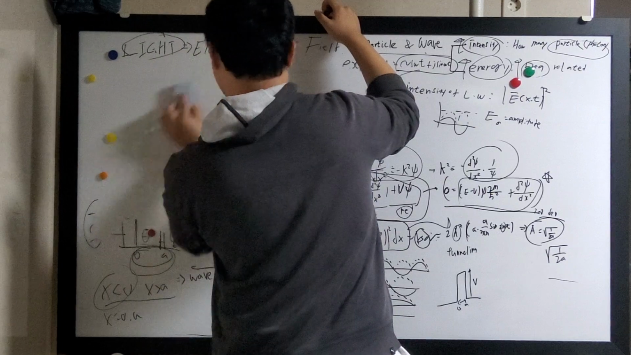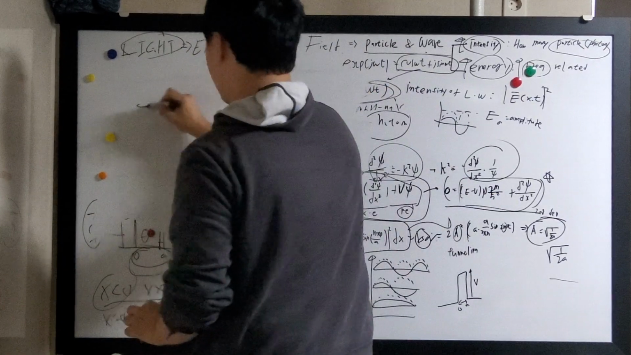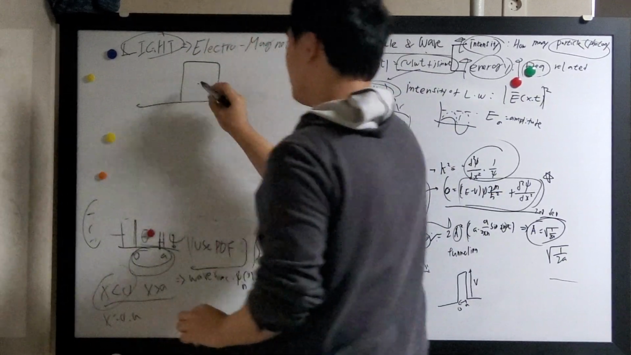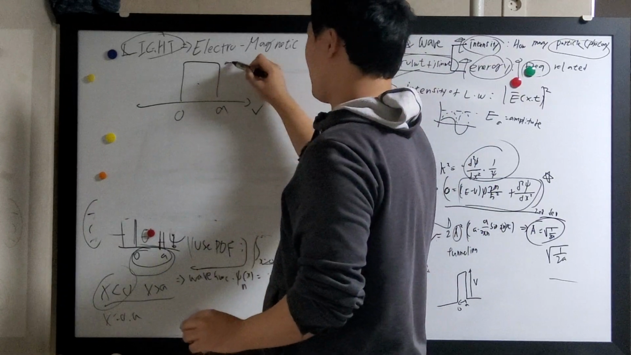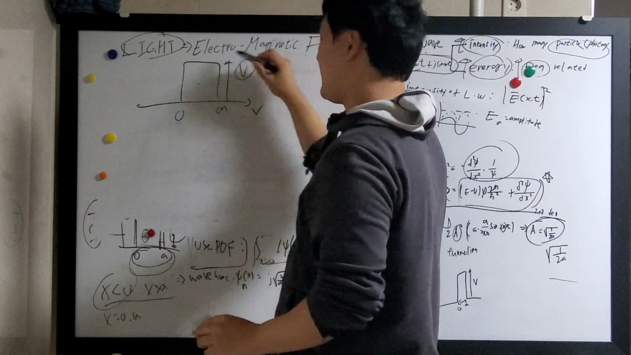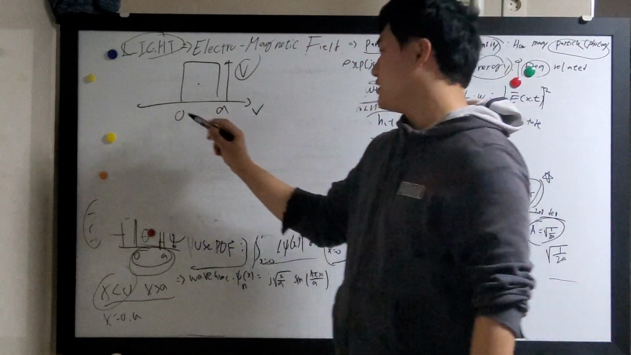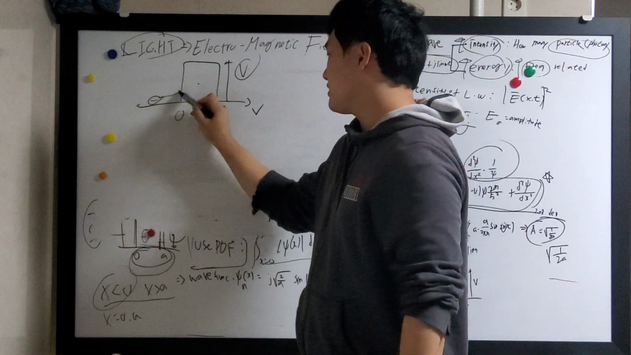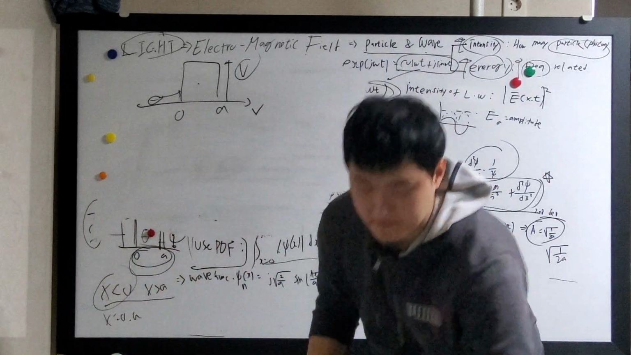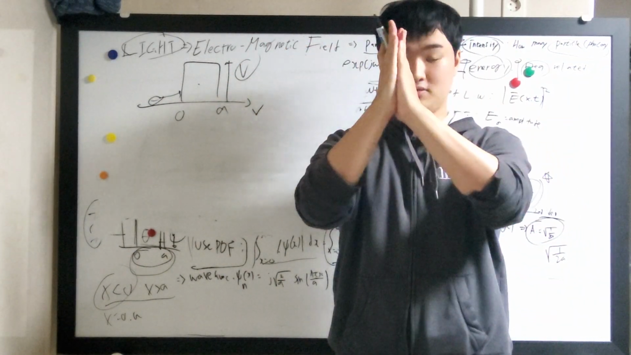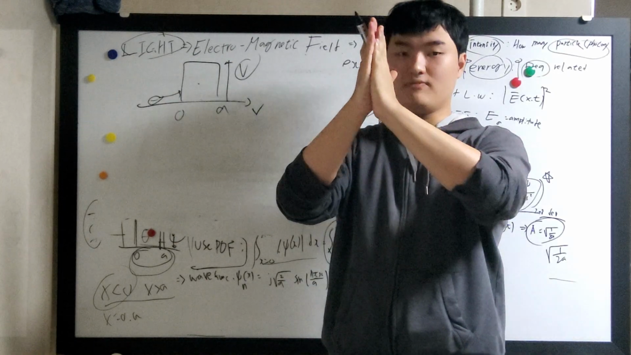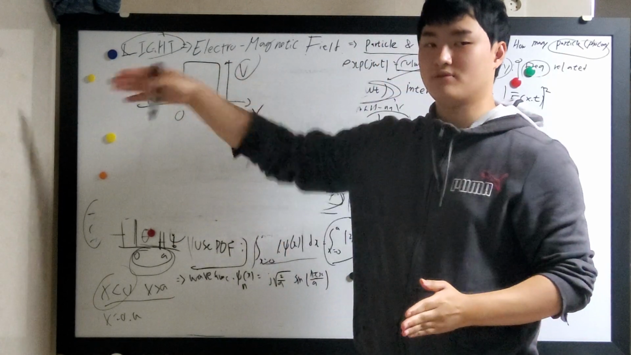So see, if there is one wall, we have some high potential energy barrier, and the electron is here. It can't pass. But let's see, if the wall is shallower and shallower and shallower, maybe we have a chance to pass through the wall.